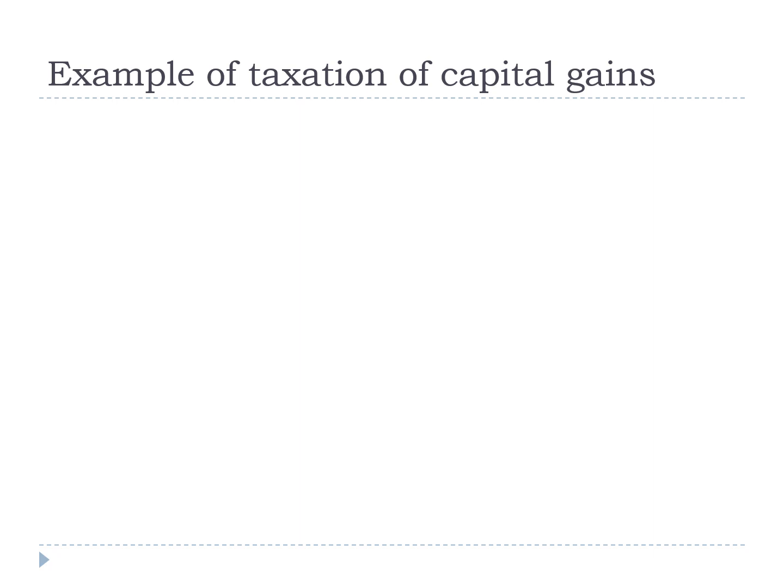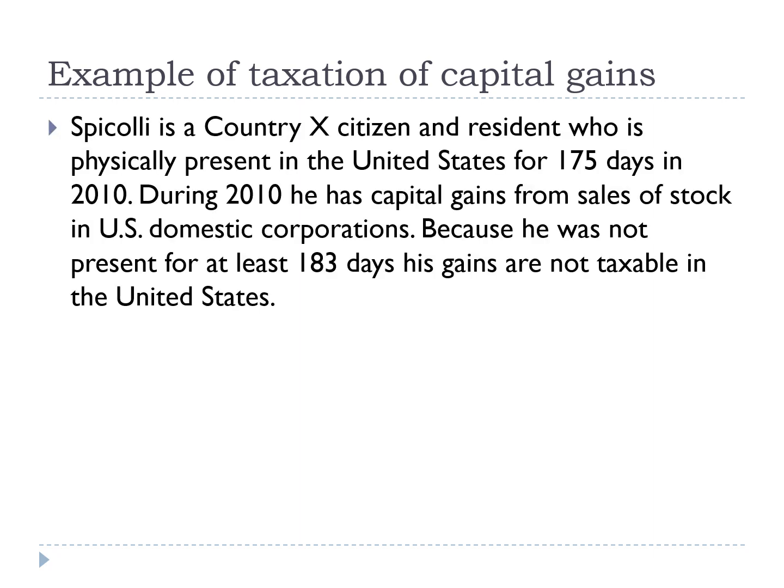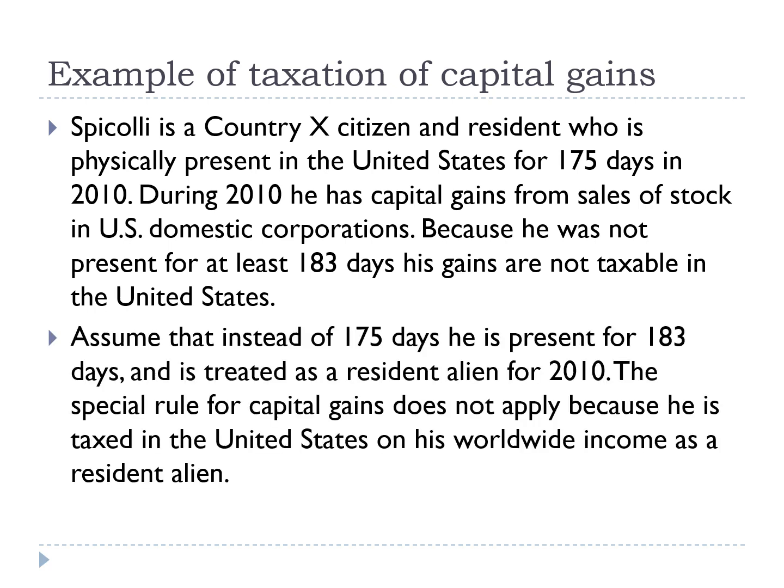Here's an example of taxation of capital gains. Spicoli is a country X citizen and resident who is physically present in the United States for 175 days in 2010. During 2010, he has capital gains from sales of stock in U.S. domestic corporations. Because he was not present for at least 183 days, his gains are not taxable in the United States.